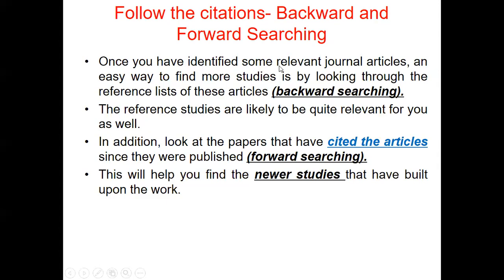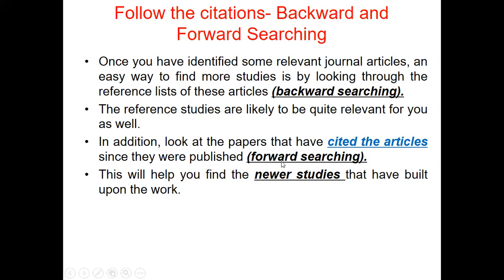Once you have identified some relevant journals or articles, an easy way to find more studies is by looking through the reference list. So you go to the reference list and do what we call backward search. So you look at the list and search backward. Each article will have articles listed in the reference list which are closely related to what you're reading in that article. Okay, so that is what is called backward searching.